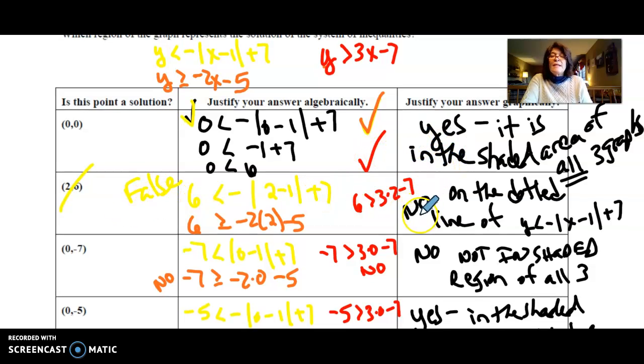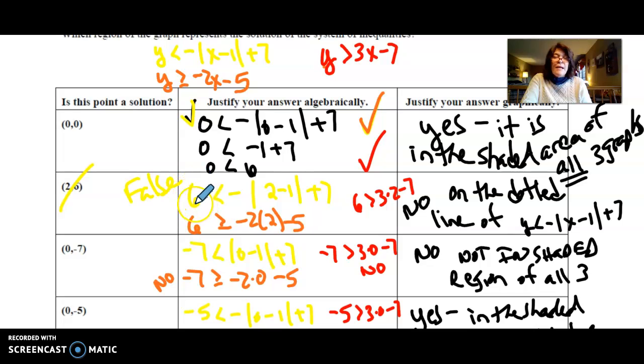The second point is not a solution to the system. Okay, it ended up being on the dotted line of the absolute value inequality. It wasn't in the shaded region of all three. If it's on the dotted line, it doesn't count as a solution. We learned that last chapter with solving inequalities. And it's true with systems as well, okay?